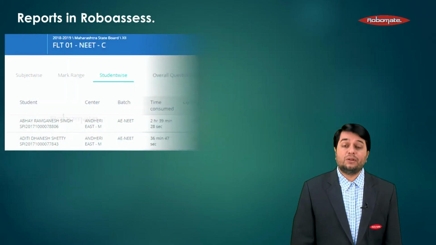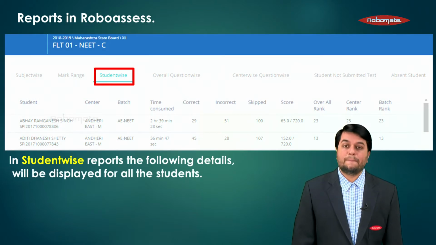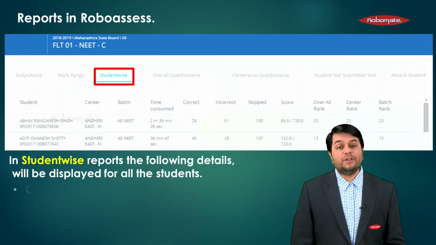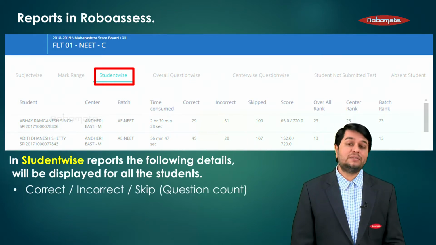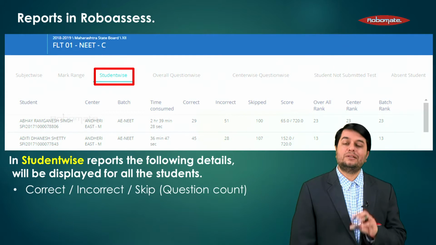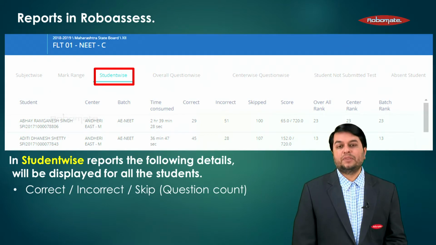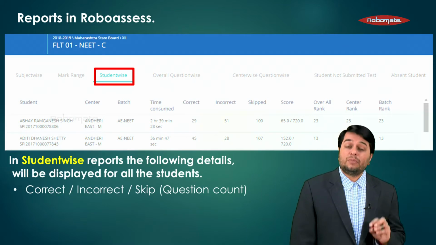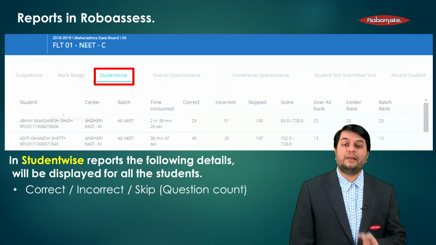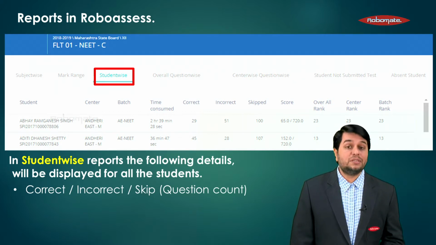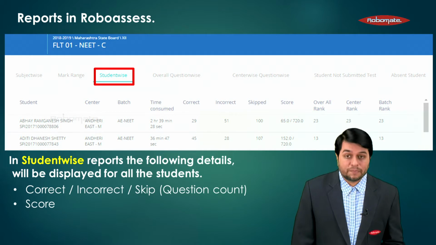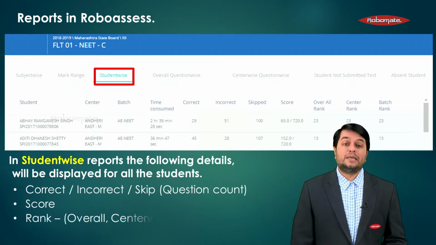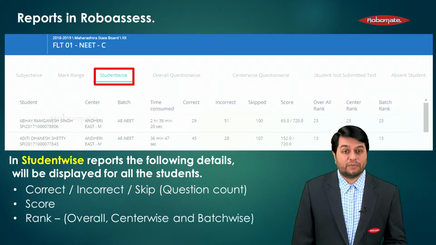test. He can go to the student wise analysis, and over here for every particular student, he can see how many questions that student has correctly answered, that is the question count, the number of questions which he has incorrectly answered, the number of questions that particular student has skipped, his score, his rank, overall rank, center wise rank, batch wise rank and so on.